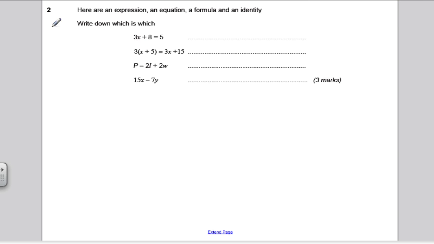Question 2. Here is an expression, an equation, a formula, and an identity. Write down which one is which. Let's start with something easy. An expression is something containing numbers, algebra, and arithmetic, but with no equal sign. So an expression has no equal sign. The key thing about an expression is no equals. So this one here must be an expression.